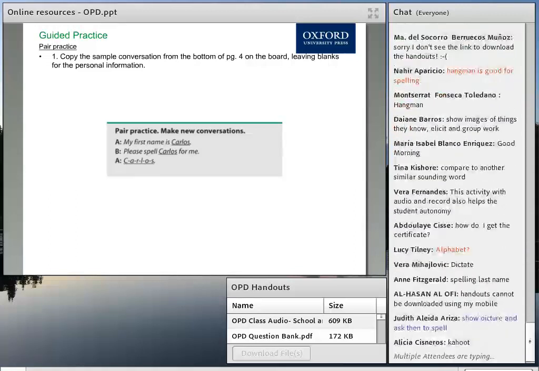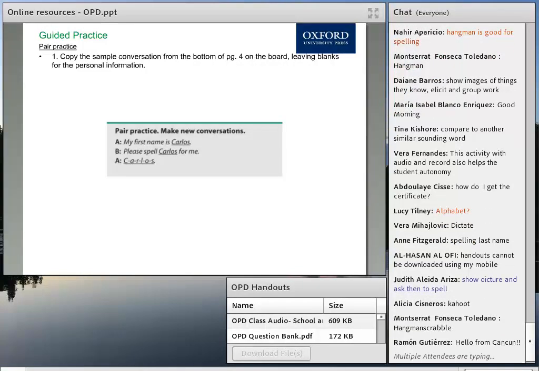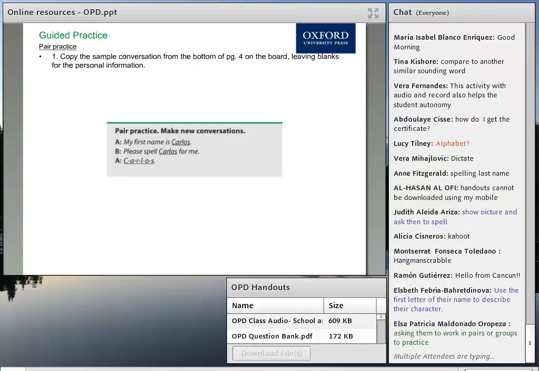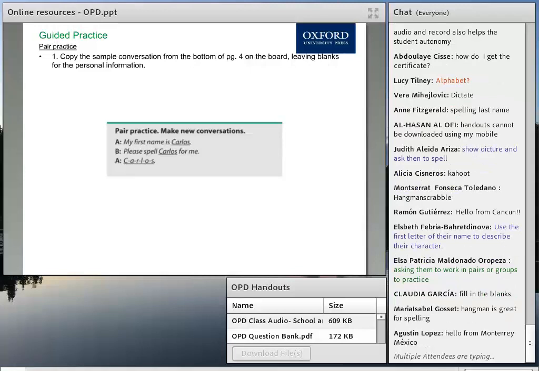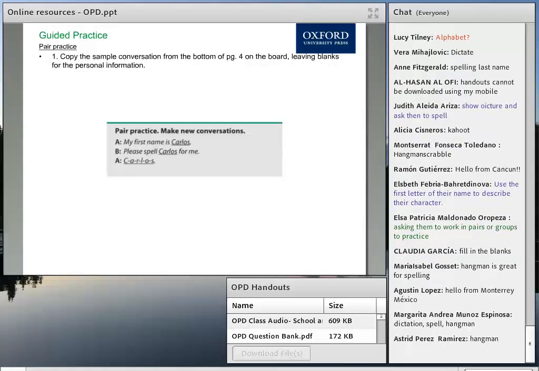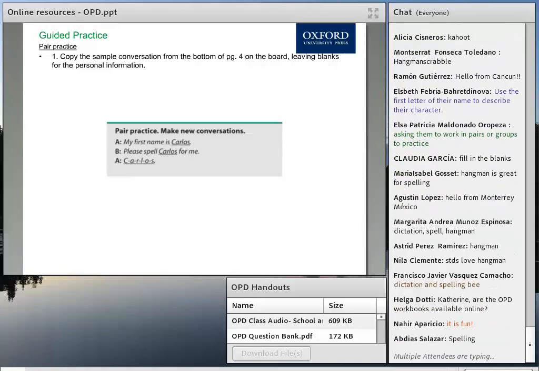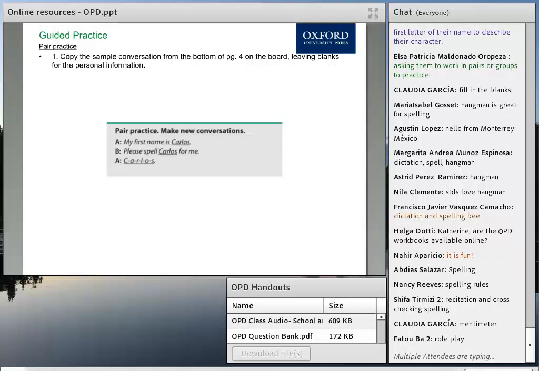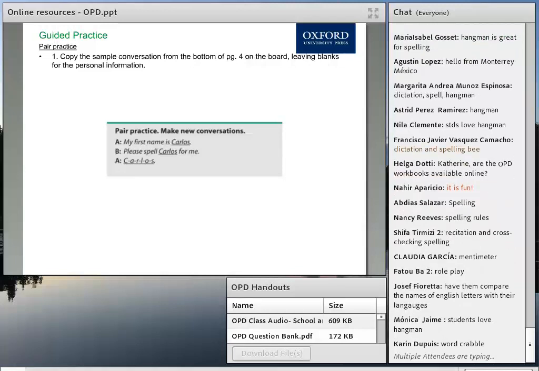Show images of things they know. Okay, so one, Hangman, Scrabble. That's a great idea, yes, because with Hangman naturally you have to spell correctly. That's a good idea. Yes. Okay, so I really like, okay, Spelling Bee. A good idea. All right, yeah, I like these ideas.